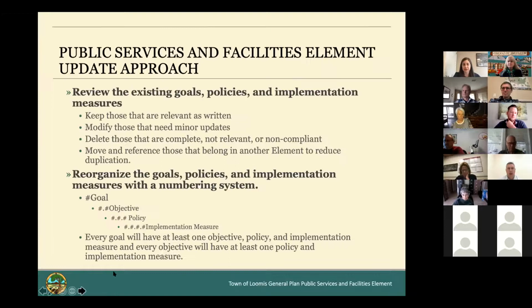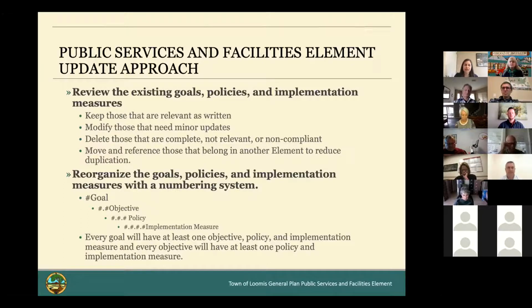So the approach to the general plan update. We want to review the existing goals, policies, and implementation measures. Our approach is generally keeping, if it isn't broke, don't fix it, right? So anything that's relevant and written in a way that doesn't require a change, then we can keep those absolutely. And then some items might need a minor update. Say it references the Loomis Fire Protection District instead of the Placer Fire Protection District. Those are things you might want to modify a reference to a provider or provide a slight change. So those are called modifications.